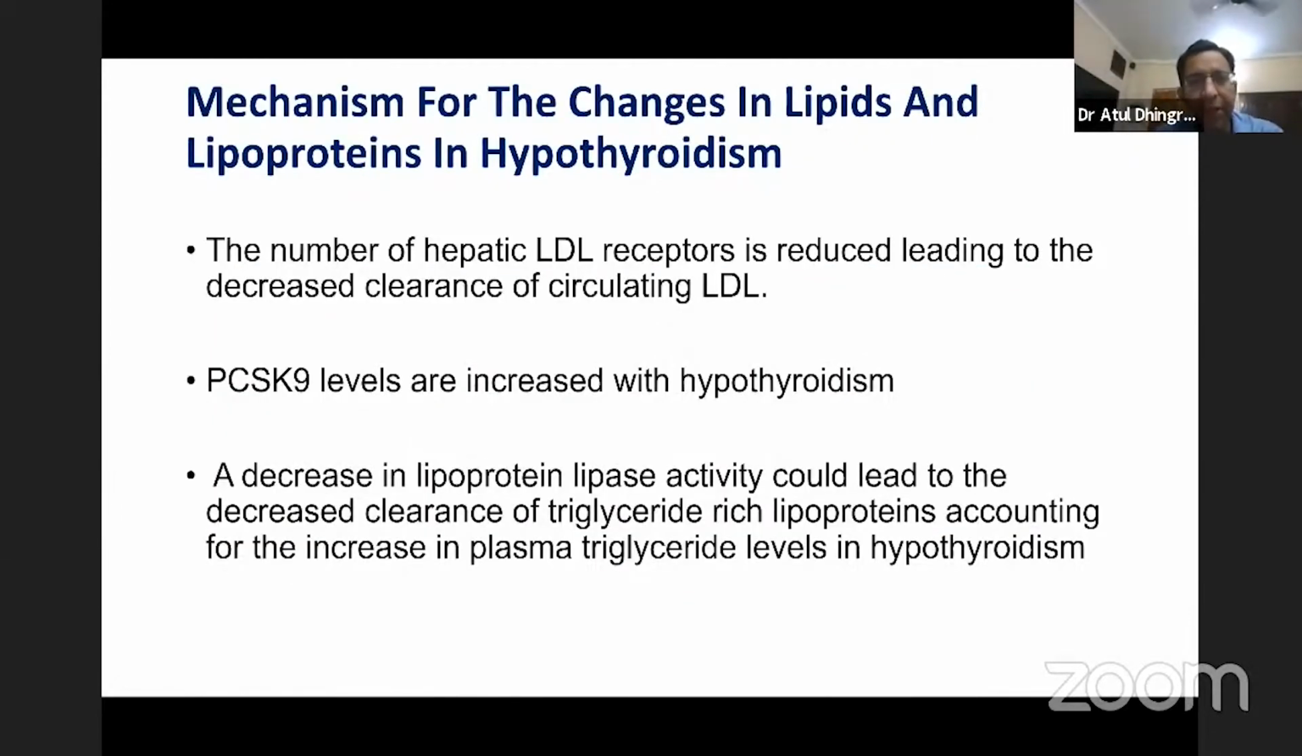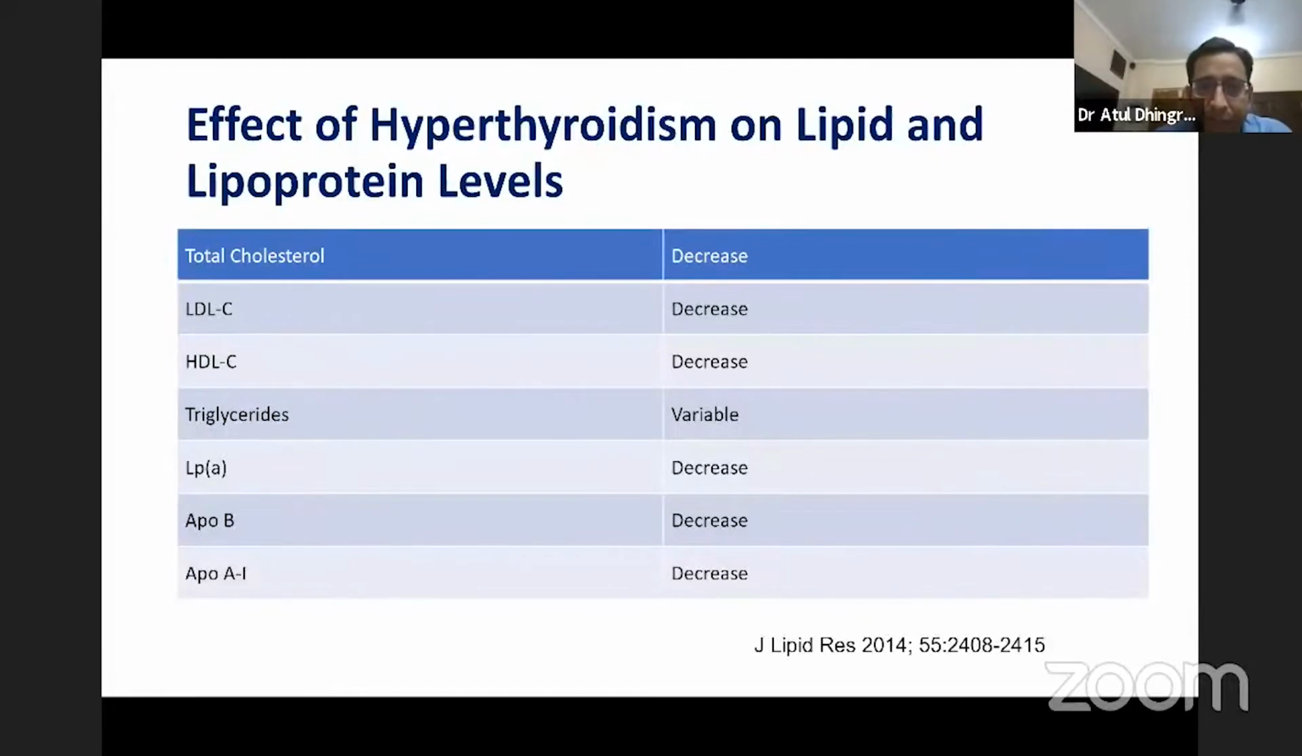So coming to mechanisms, I already told that the number of hepatic LDL receptors are reduced in hypothyroidism, which leads to reduction in clearance of circulating LDL. Further, PCSK9 levels are increased in patients with hypothyroidism, which is associated with reduced clearance of LDL and increased formation of LDL particle. Further, there is a reduction in lipoprotein lipase activity, which could lead to reduced clearance of triglyceride-rich lipoprotein, accounting for a very small increase of plasma triglyceride levels in hypothyroidism. But if you are seeing very high triglyceride levels in your patients, probably you should think about diabetes in these patients. So we have talked about hypothyroidism.